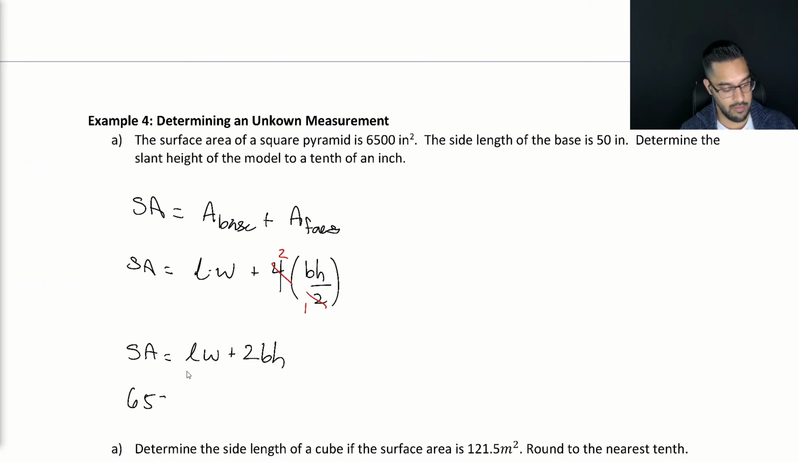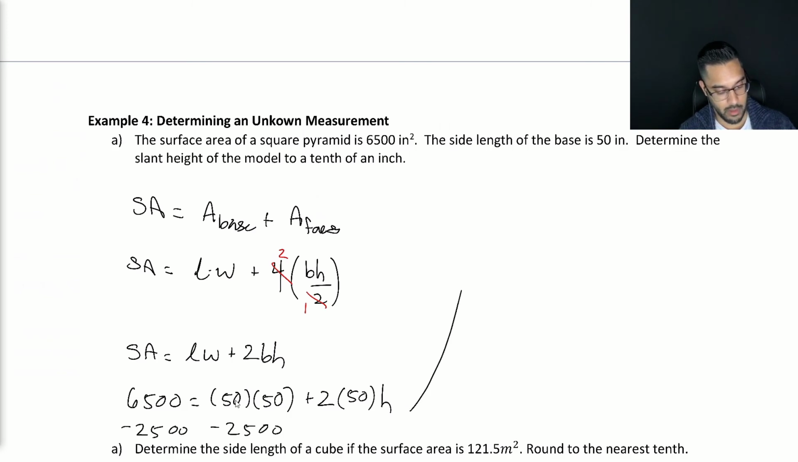So 6,500 is equal to 50 times 50 plus 2 times 50 times that height. So I know the length of the base was 50 because the question told me so. Length and width have to be the same if it's a square base. So if I subtract 2,500 from both sides of this, let's go up here. So 4,000 is equal to 100 times h. So now that 100 just came from the 2 times 50.